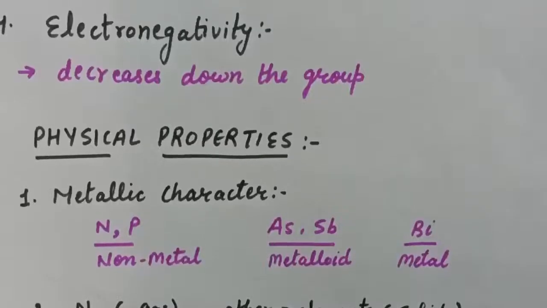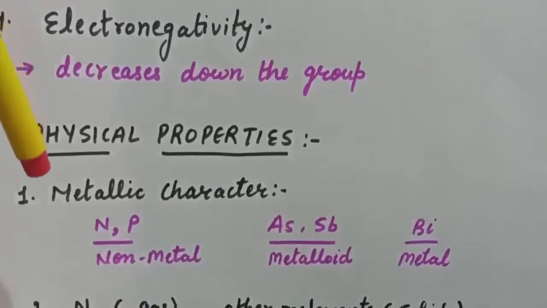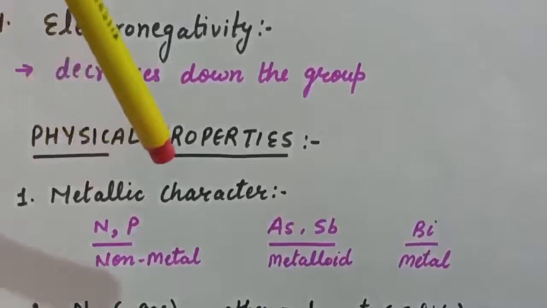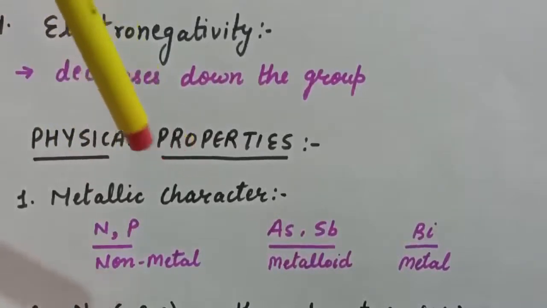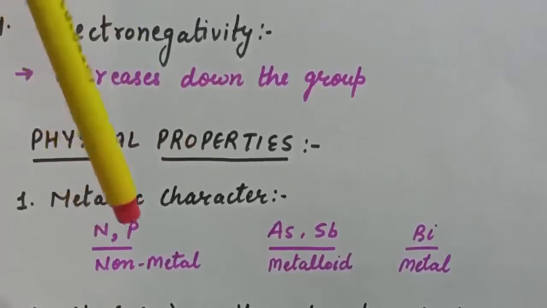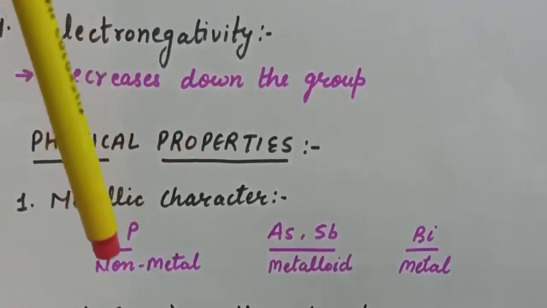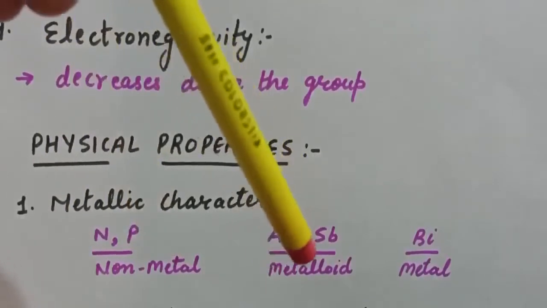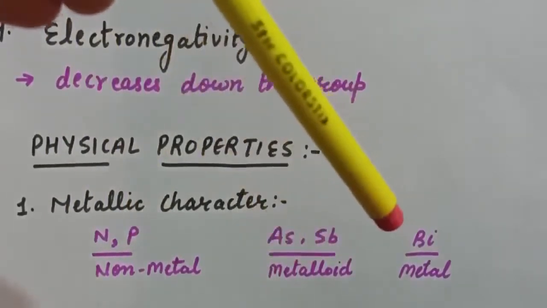The first physical property of group 15 elements is metallic character. Now as we move down in the group, electronegativity decreases. Therefore, the first two elements of group 15, that is nitrogen and phosphorus, are non-metals. Arsenic and antimony are metalloids, and bismuth is a typical metal.